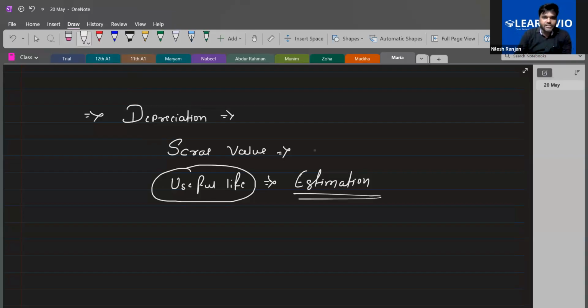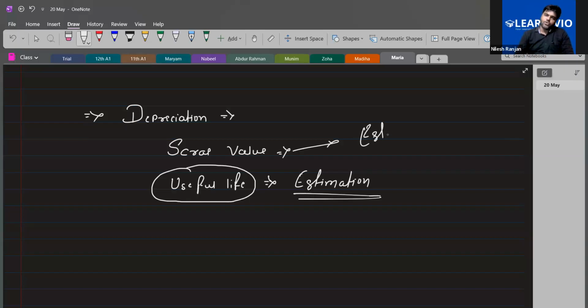Also, after 10 years, what will be the scrap value? How can we say that? We don't know the scrap value. Let's say I have a bike. I have purchased this bike for 1,20,000. And I have estimated that I can use it for 6 to 7 years. So after 6, 7 years, how much price I will get for this bike, I can just estimate that. It is not a surety.